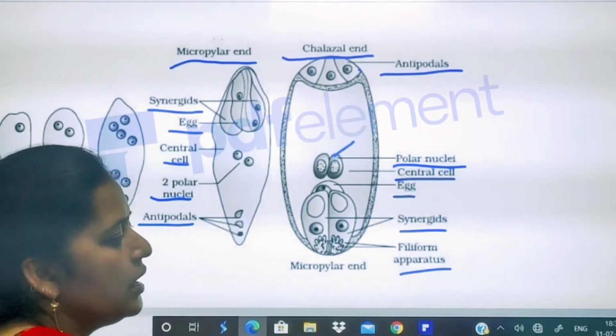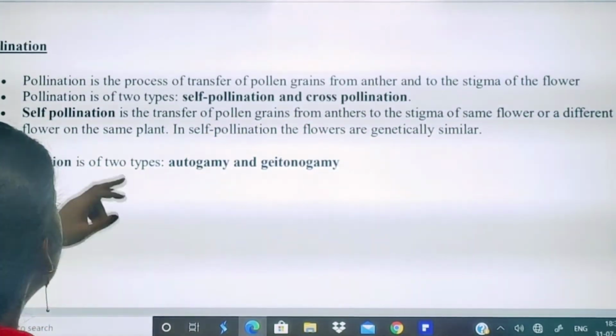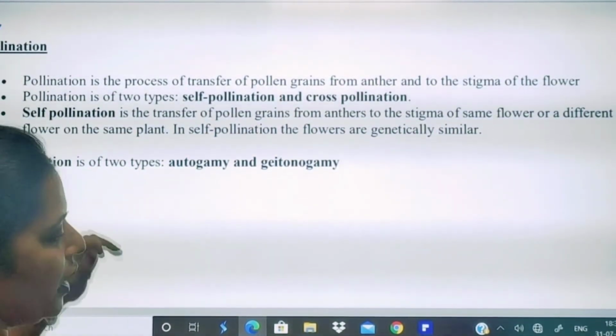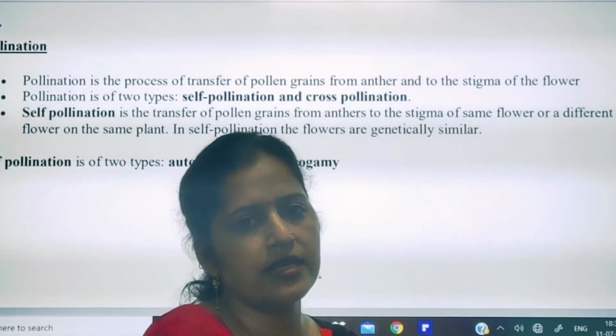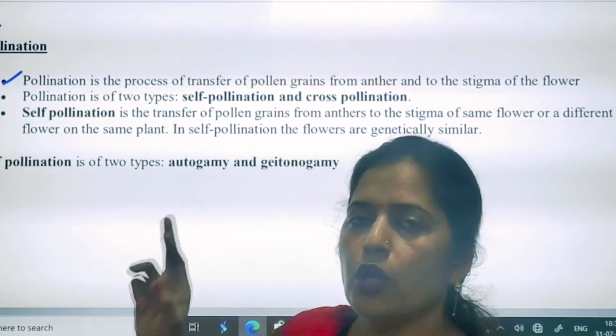So this is the diagrammatic representation of the female gametophyte. Next important topic is pollination. How pollination takes place in the flowering plants. Pollination is a process of transfer of pollen grains.